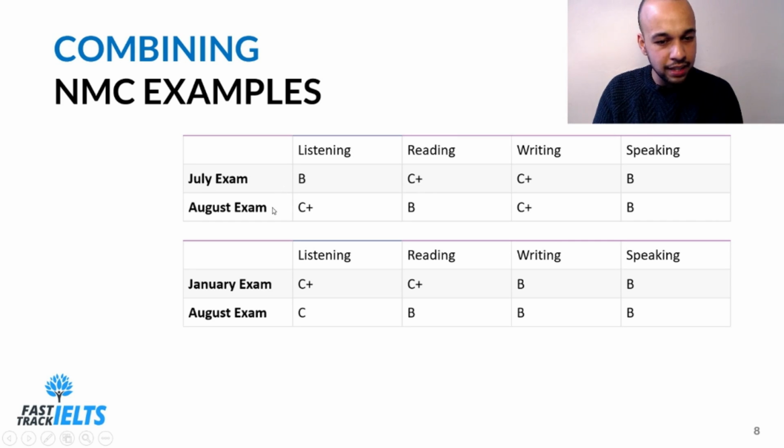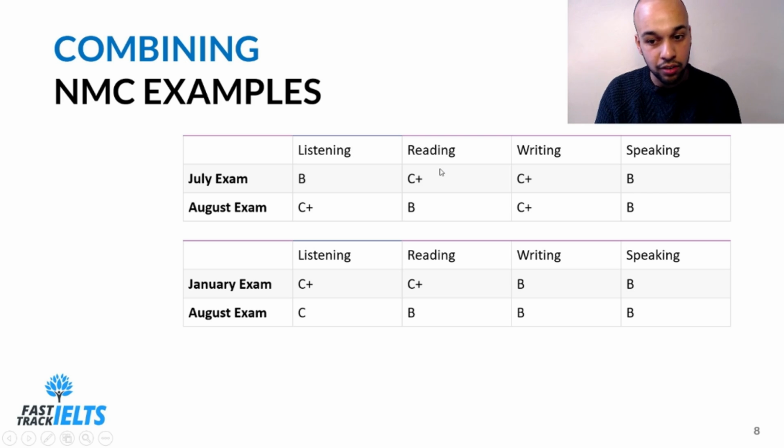So a couple of months later then, this student does a test in August. This time, however, they didn't get the B in the listening, they failed that, and they got the C+. But in the reading they did. So across both of those areas, they've got a B. As long as we've got a minimum C+ across them, we've got a B there, we can combine those results.